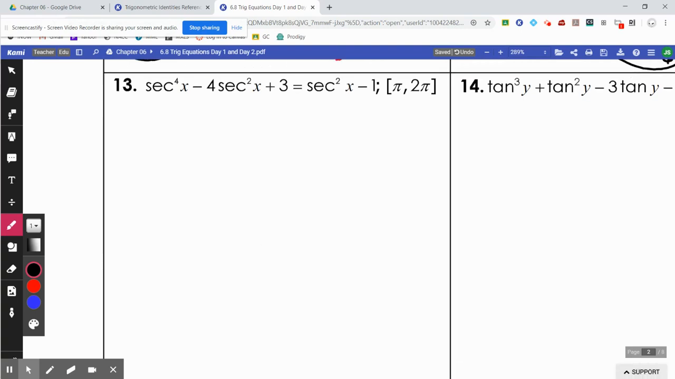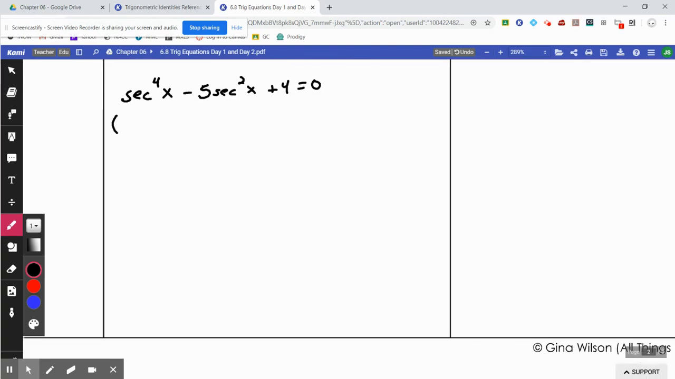For this, let's combine all of our like terms. When you move the secant squared over here, we're going to subtract. So I now have secant to the fourth power x, minus 5 secant squared x. Move the minus 1 by adding 1, that'd be plus 4 is equal to 0. We're going to do regular quadratic factoring, and you can use a u substitution here if you'd like to, but I've got secant squared x times secant squared x. That's just like u squared times u squared is u to the fourth. Adds to -5, multiplies to 4, so a -4 and a -1.